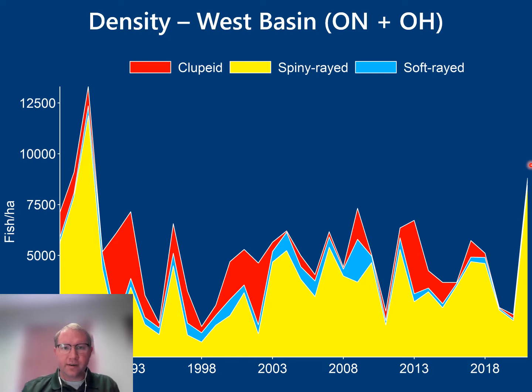For the West Basin survey, this is the interagency survey with Ontario and Ohio data combined. We had the highest forage number that we've seen since 1989, seen here. That was 4 times last year's number and twice the 10-year mean. However, that was driven by one outlier catch, one large catch of white perch. But even if you take that out, we still had a very high abundance of forage fish in the West Basin.